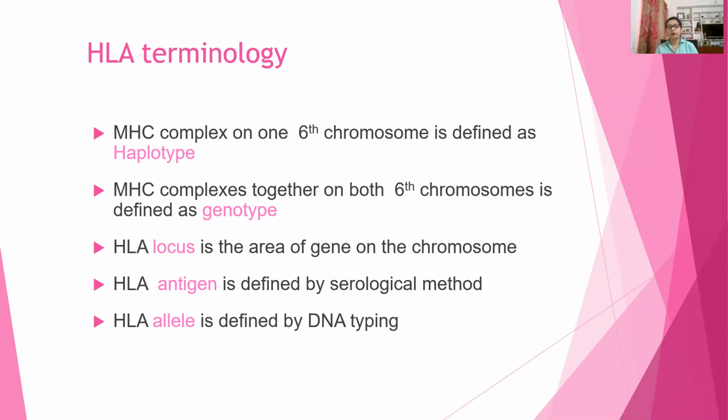Okay, so as you all know, HLA typing can be done by serology, low resolution, or high resolution. We will read about it later on. So whenever we use the serology method, what will our terminology be? HLA antigen. If we use DNA methods, then our terminology becomes allele.